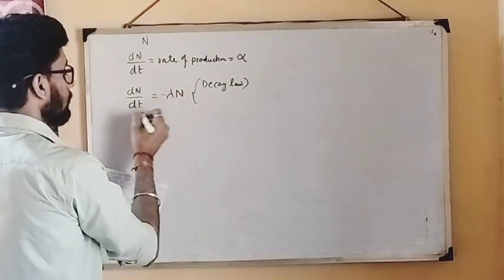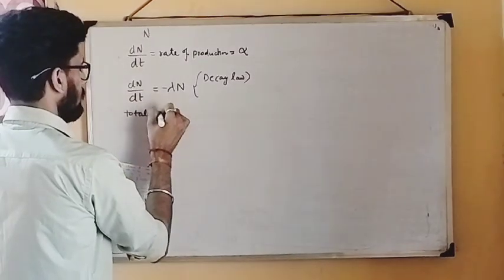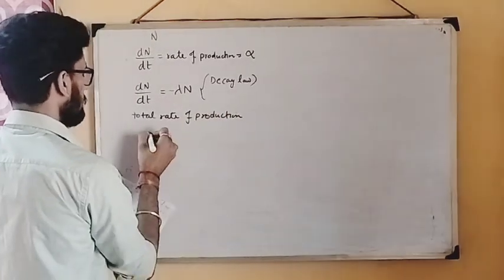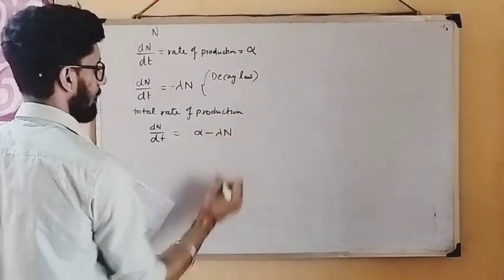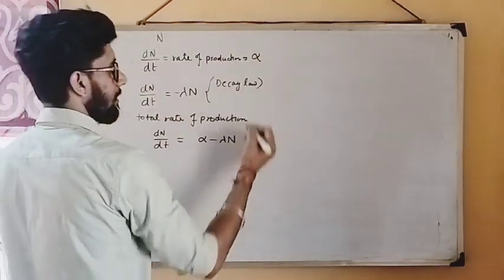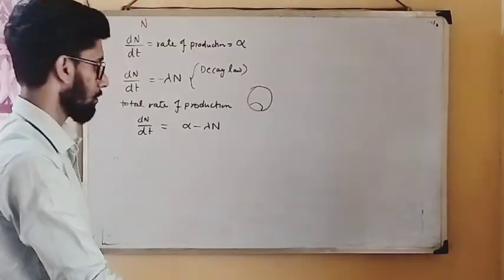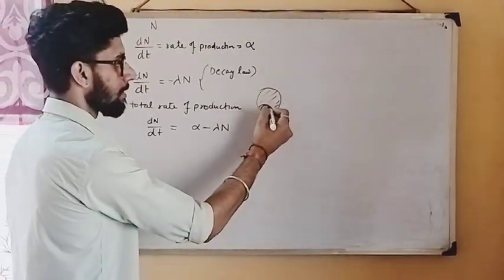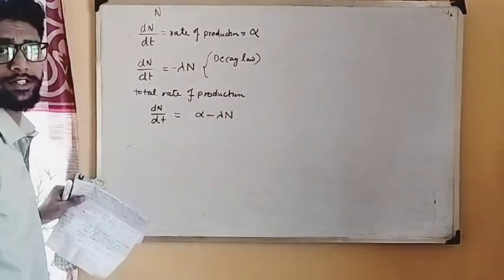So therefore, the total rate of production, that is dn by dt, is equal to alpha minus lambda n, right? This will be your rate of production, because this is the total producing, out of which this amount is going to decay. So what is left? This is left. Out of the total we will decrease this amount, right? So from here, this is the equation we got.